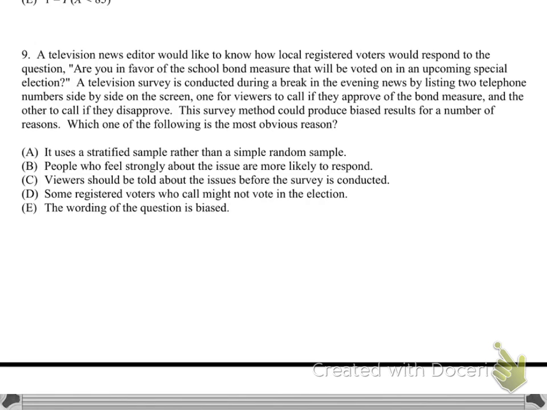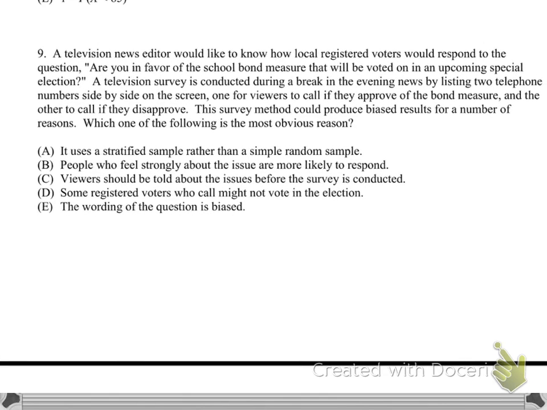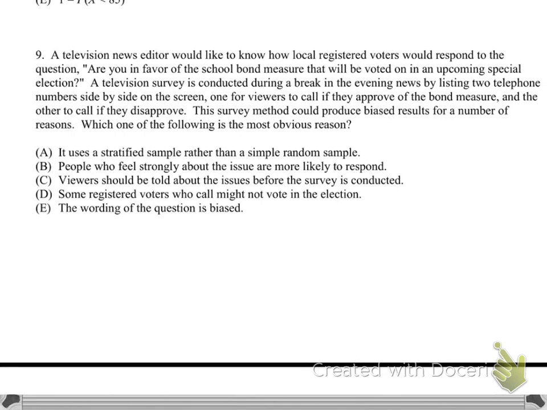Okay, so read number 9. They're talking about a bias, all right? Now, for the AP test, you do not need to know the name of your biases. You just have to know what they are, and I do recommend that you know what they are, all right? And so you look all these over here, and I think we can all see that the answer is B, because people who feel strongly about it are going to take the time out to go do something about it. So the answer is B.